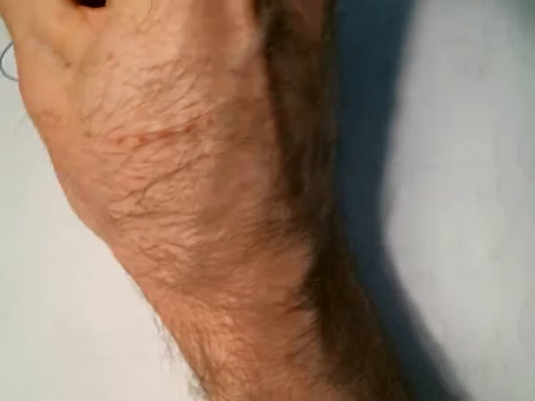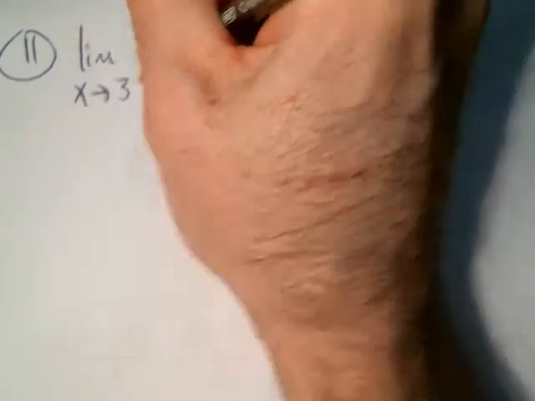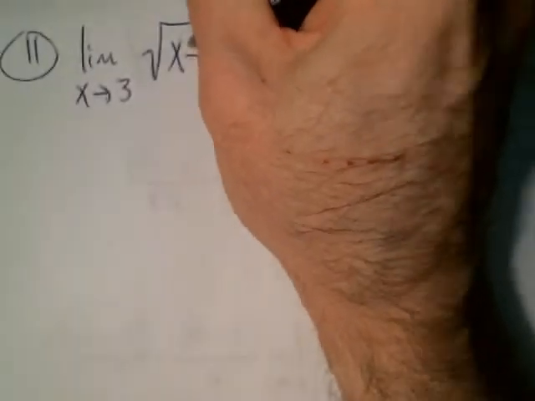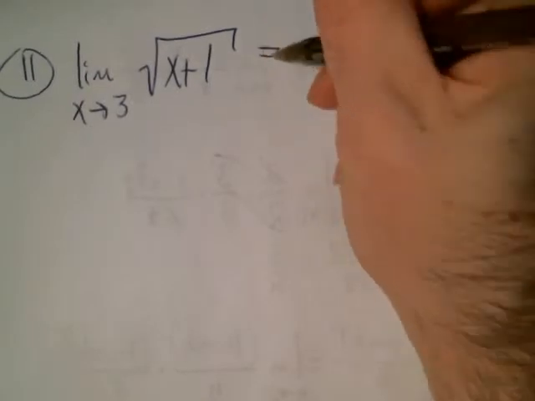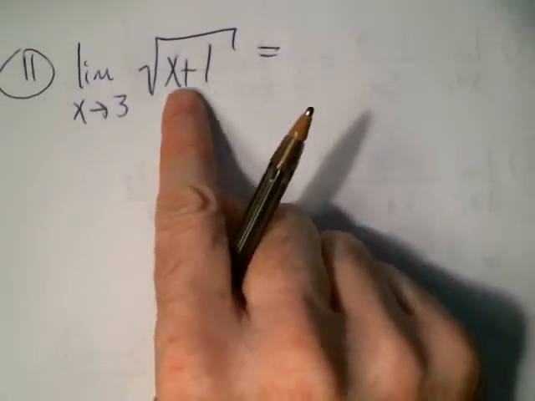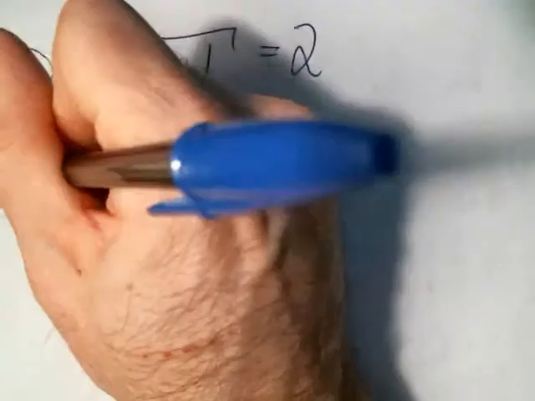Number 11, we have a radical. And then inside the radical, we have a sum. Okay. All right, so we can move the limit inside, so to speak, and we'll have 3 plus 1 is 4, and then the square root of 4 is just 2.